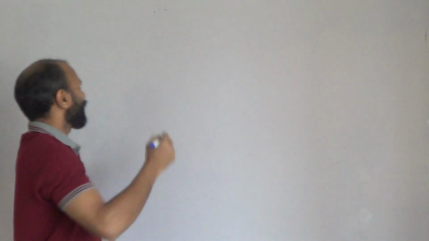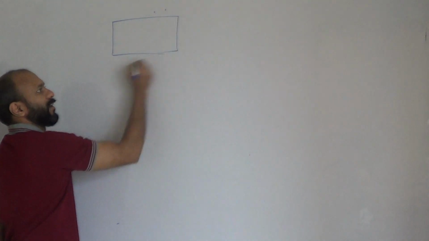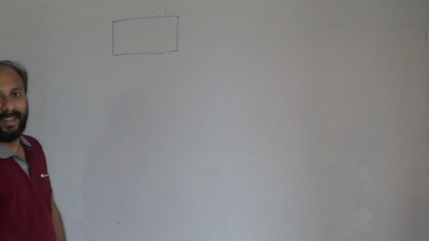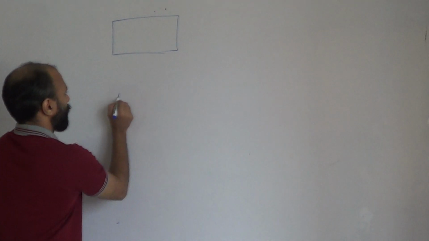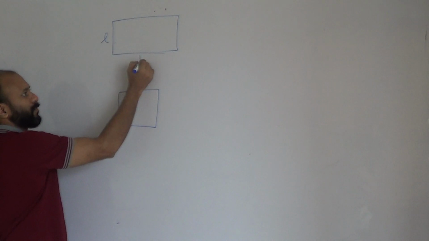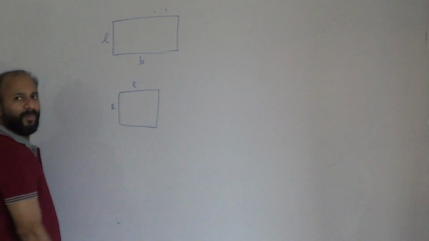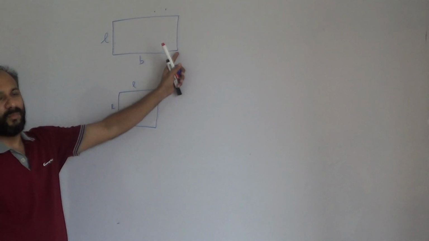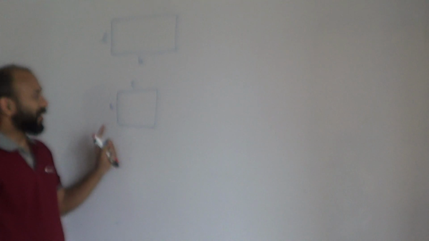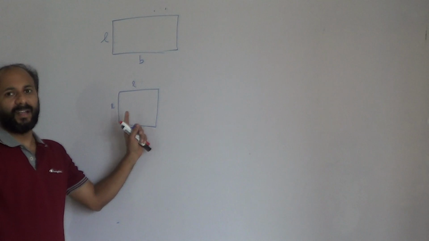I would like to calculate the area of a rectangle as well as the area of a square. The rectangle has a length as well as breadth, and in the square all the sides are equal. I am calling it L. Now I am writing a program for calculating the area of the rectangle as well as a program for calculating the area of this square.